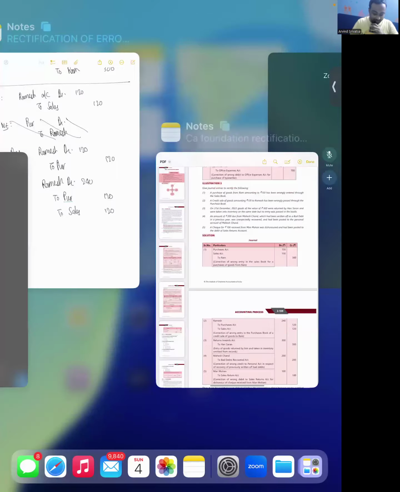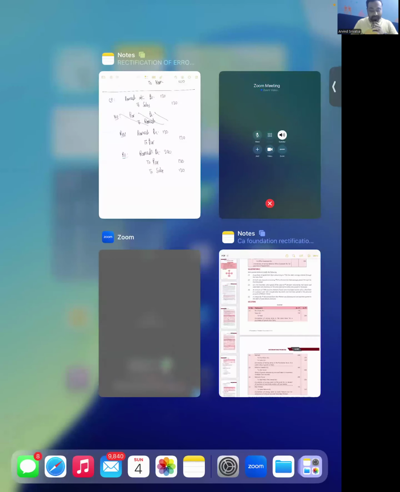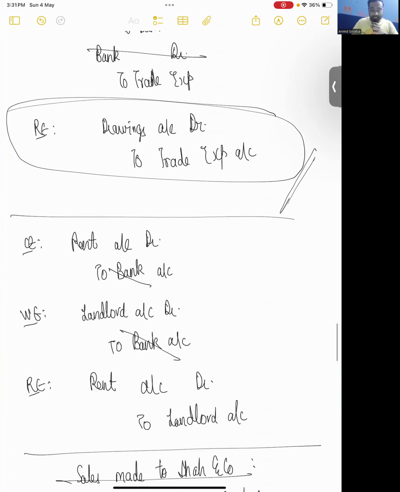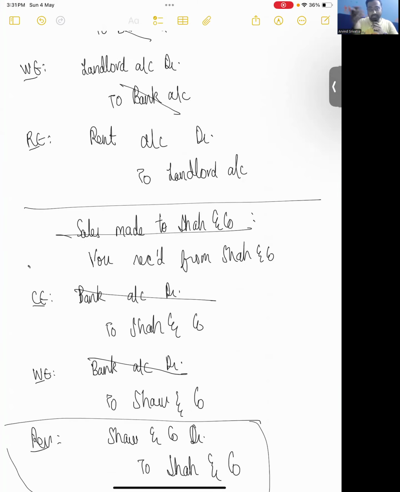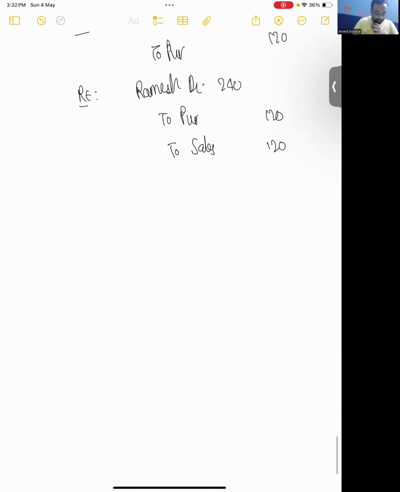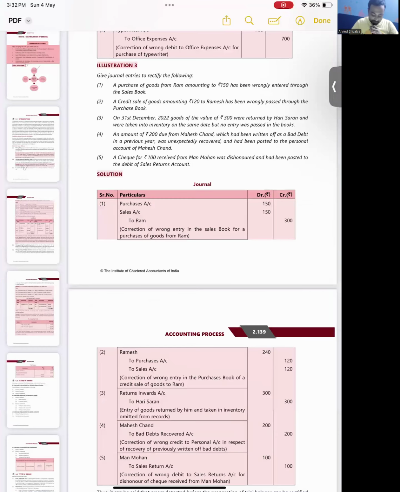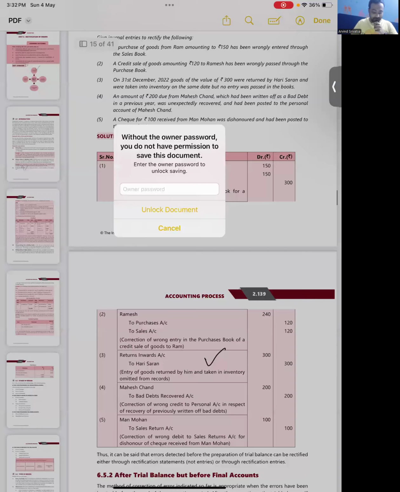So what is the entry for sales return? For sales, the entry that would have been passed is Harisaran account debit to sales. For sales return, you'll debit your sales return account and credit Harisaran's account and knock it off. So that is the entry which you're going to pass. So sales return, or I think your module uses a term called return inward account debit to Harisaran. This is the entry we will be passing, and what have they done? Yes, perfect. I just didn't write the amount. That's fine. I think you guys can take care of it.